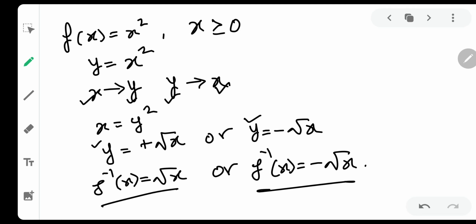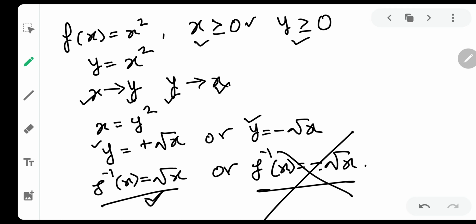Obviously one value will be rejected. Over here, if x is a positive number, definitely y will also be a positive number. So both x and y are positive. Definitely its inverse will also have the same effect. Both domain and range will be positive. Over here domain and range both are positive, and over here there is a negative sign. Hence it will be rejected. Therefore f inverse x equal to root x is accepted.